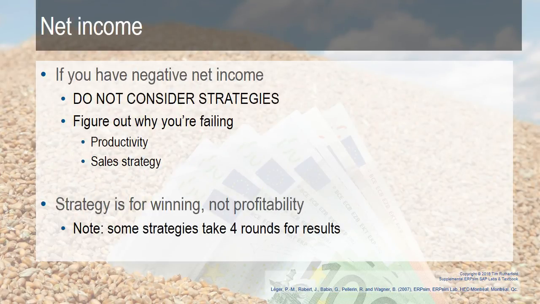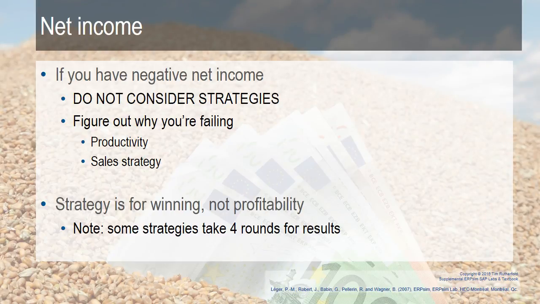Net income, really, if you have negative net income, do not consider any of these strategies. Figure out why you're failing. It's probably either your productivity or your sales strategy. It shouldn't take much to get your productivity up. It shouldn't take much to get your sales going. So the slightest adjustment should be making a difference in your sales. Changing your forecast is probably going to make a difference with your productivity. It shouldn't take that much tweaking to get to positive net income.